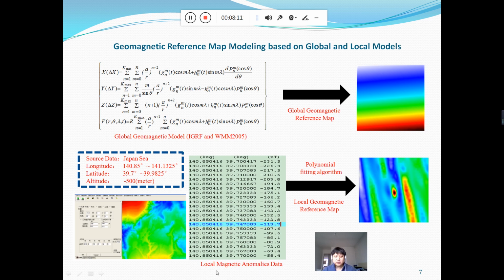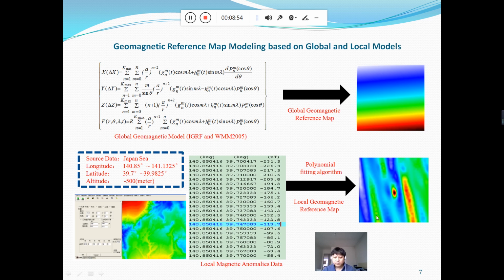can use the gravity or geomagnetic sensor to measure the magnetic anomaly data. After getting the measurement of magnetic anomaly data, we can use polynomial fitting algorithms to prepare a small region, small scale reference map. Compared with the large scale, large region reference map, maybe in a small region the geomagnetic anomaly data can make it easier to prepare a small region, small scale reference map.